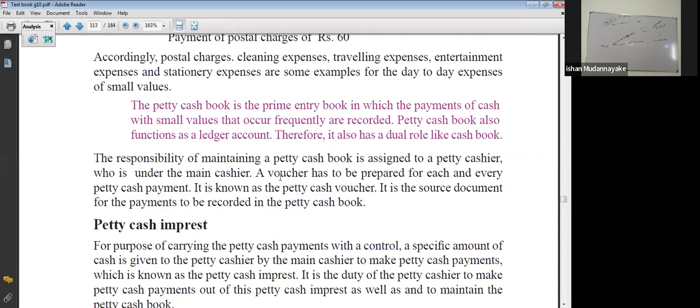Alright, then here, students, when you're recording a transaction in the petty cash book, at first you need to prepare a petty cash voucher, the petty cash payment voucher. That is a source document. Please highlight petty cash voucher. That is a source document related to petty cash payments.